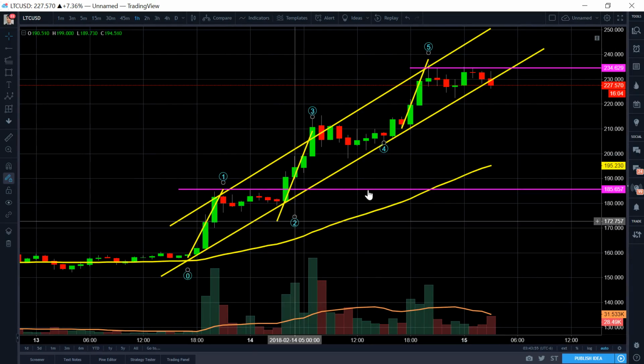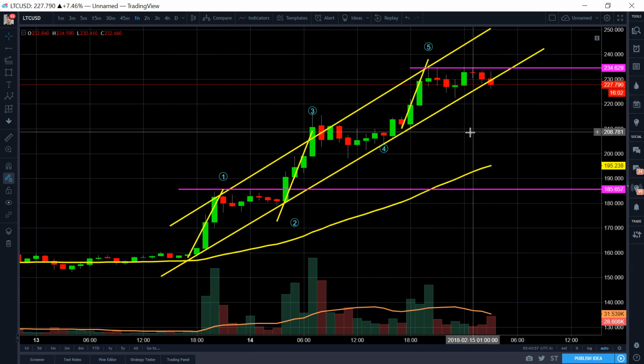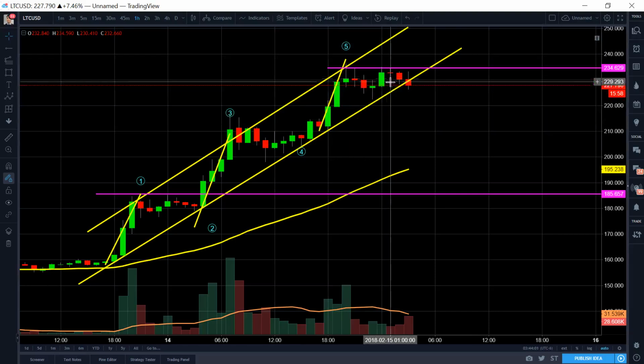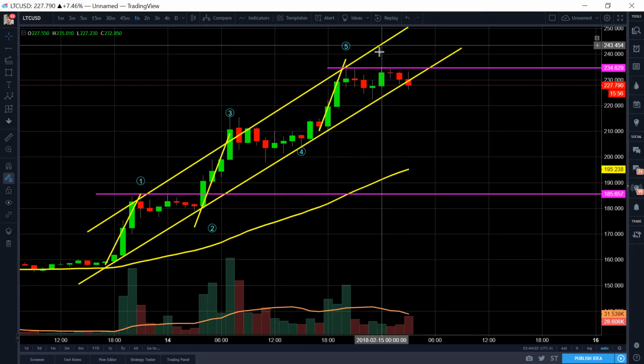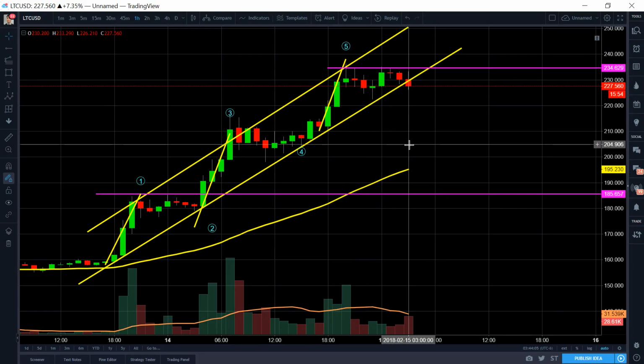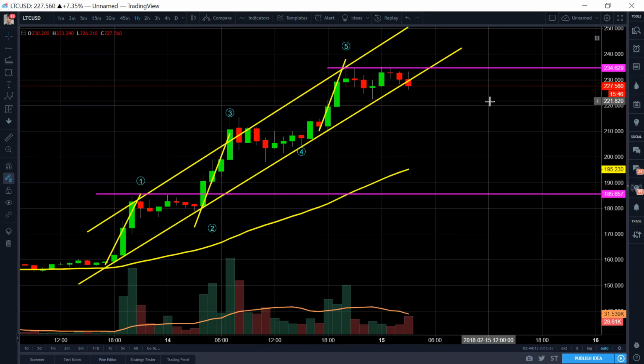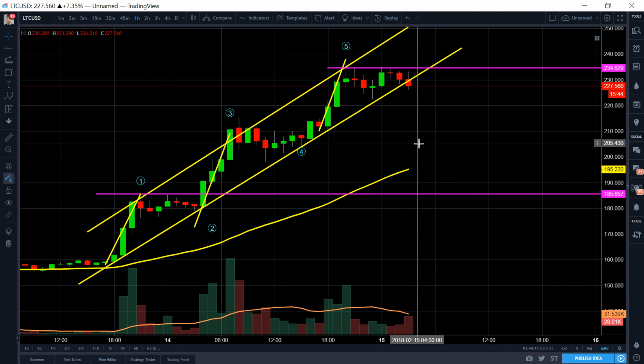So we got our channel support here. It's just about to break, right? So we had lots of tops here that it just couldn't break. Some people would have seen this as an ascending triangle, but no, definitely not me. I would not have seen it that way at all because Bitcoin's reaching near the top already. And obviously all coins are pegged in some way to Bitcoin, right?